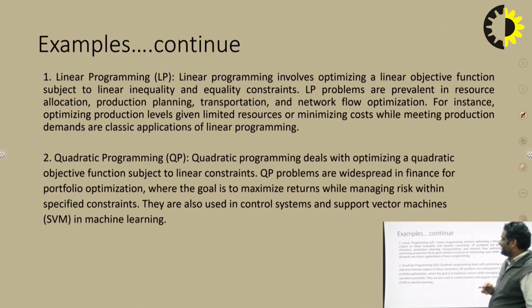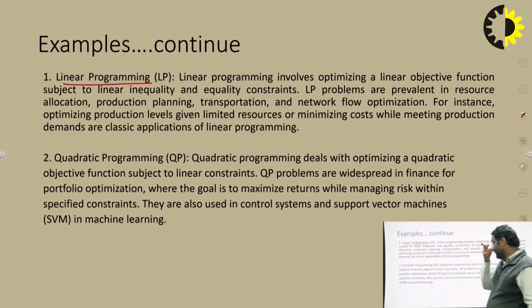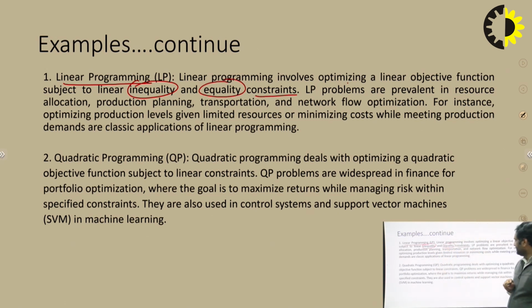Now, as an example, first, linear programming. Linear programming involves optimizing a linear objective function subject to linear inequality and equality constraints. So both inequality and equality come in. Linear programming problems are prevalent in resource allocation, production planning, transportation, and network flow optimization. These are the areas where we use linear programming.